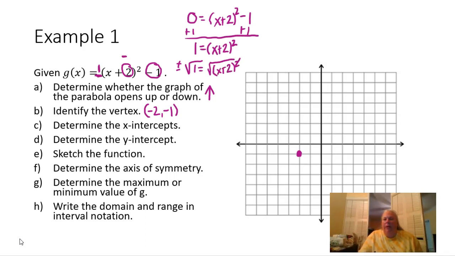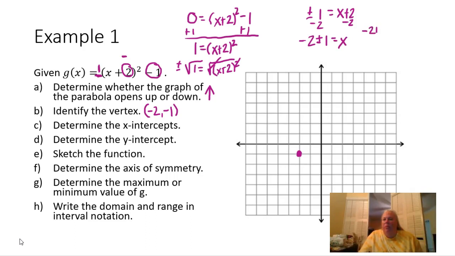And then the square and the square root will cancel. So on the left, we're going to be left with x plus 2. On the right, the square root of 1 is 1, so we're going to have plus or minus 1 over here. And then let's subtract 2 so that we can get x all by itself. That gives me -2 plus or minus 1 equal to x.